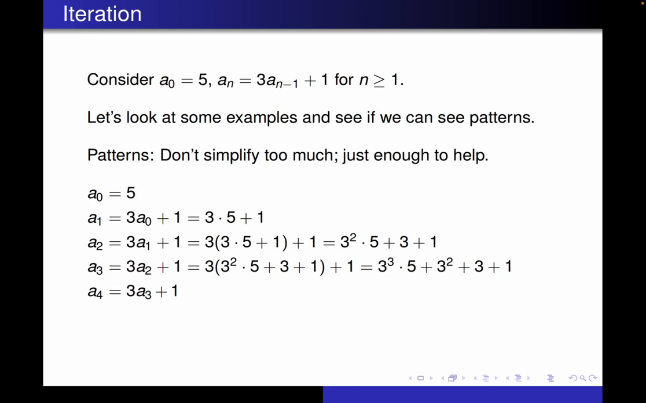If we play the same game with a4, we plug in our expression for a3. We multiply the 3 through very carefully. We get 3 to the 4th times 5, plus 3 cubed, plus 3 squared, plus 3, plus 1.